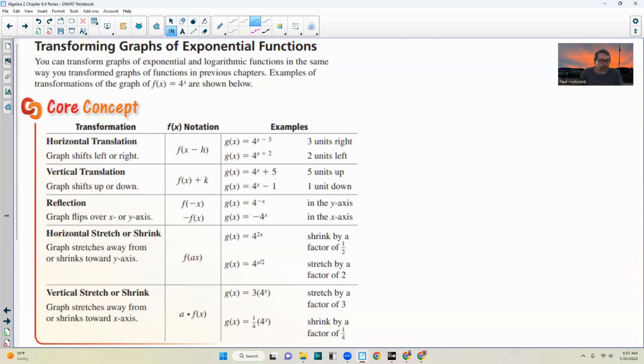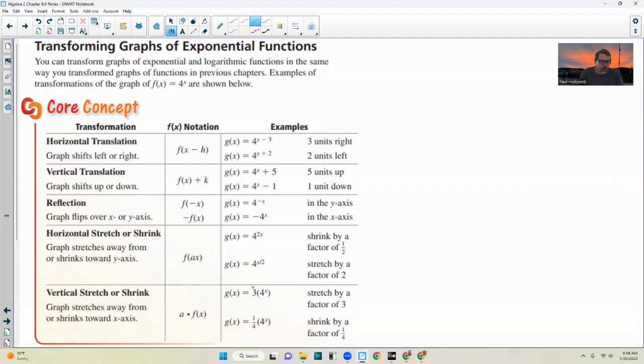Okay, reflection. The graph flips over x or y. If you want to reflect it in the y-axis, you make the exponent negative. If you want to reflect it in the x-axis, you make the base negative. Okay, horizontal stretch or shrink. The graph stretches away from or shrinks towards the y-axis. It's f of a times x. If a is greater than 1, it's a shrink by a factor of its reciprocal. If it is a fraction, it's a stretch by a factor of its reciprocal. That's horizontal. Remember, you have to do the reciprocal for horizontal.